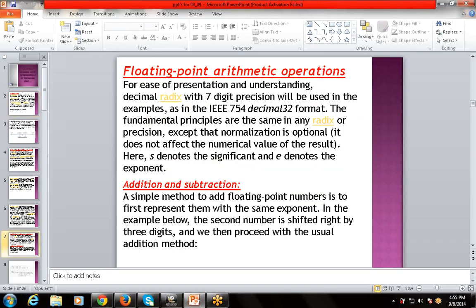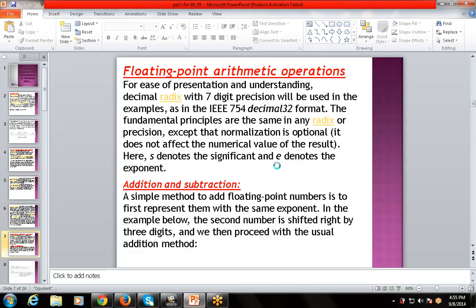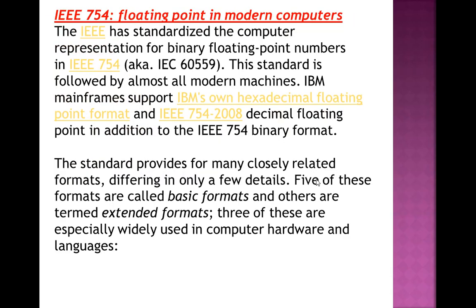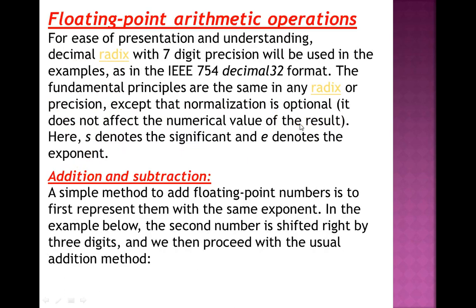Then next is your floating point arithmetic operations. There are 3 types of floating point formats provided by IEEE: single precision, double precision, and extended precision or double extended precision. Now next is your floating point arithmetic operations.